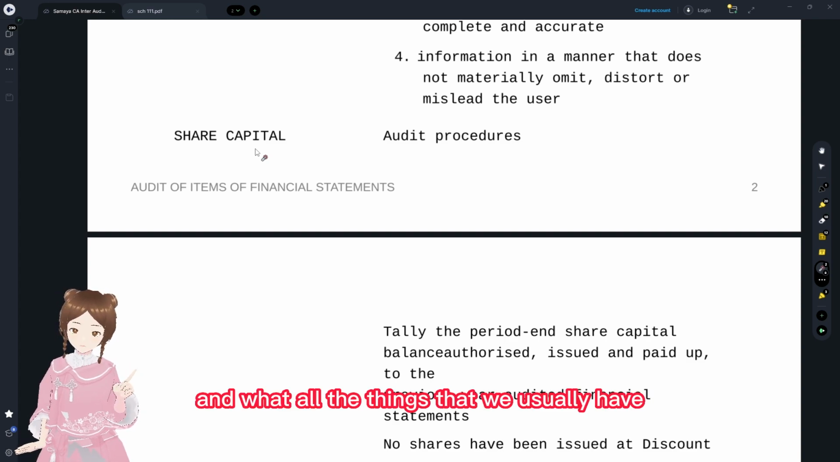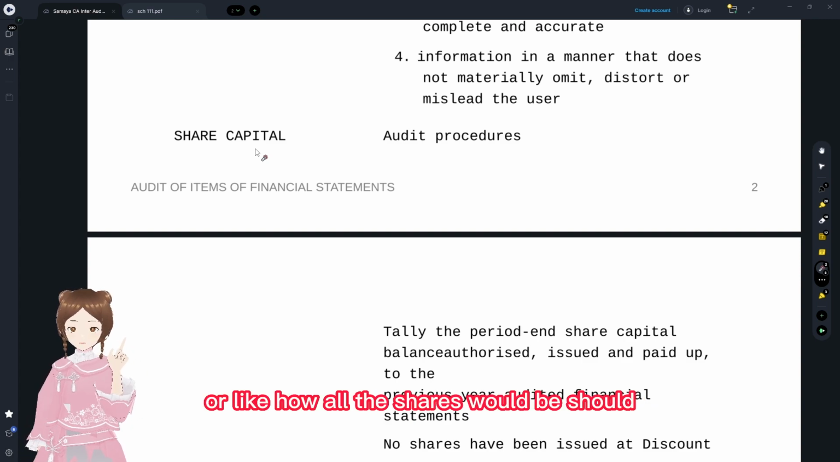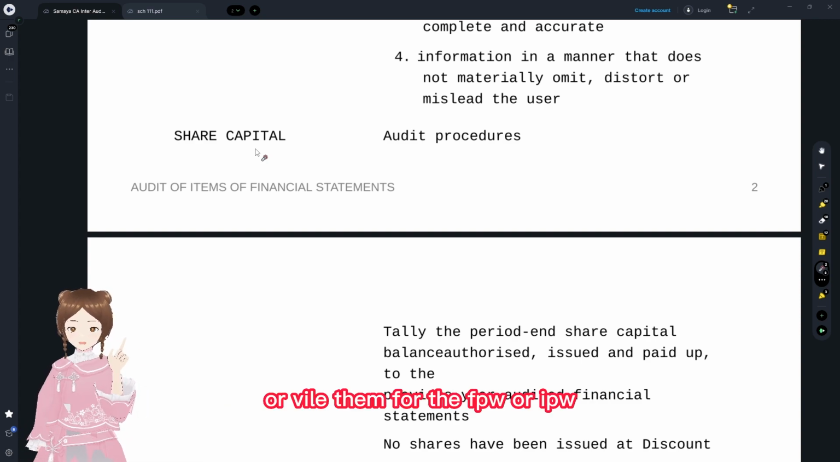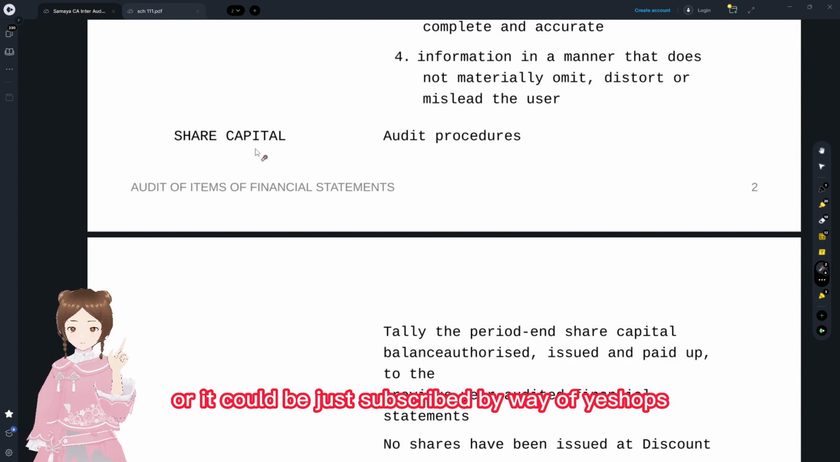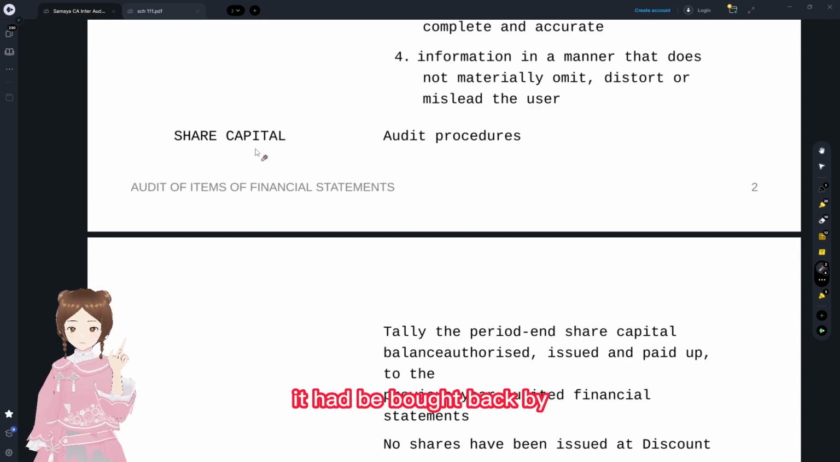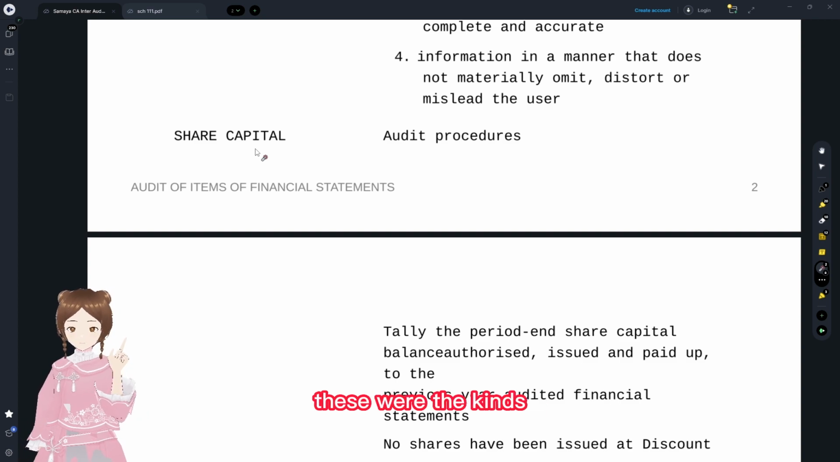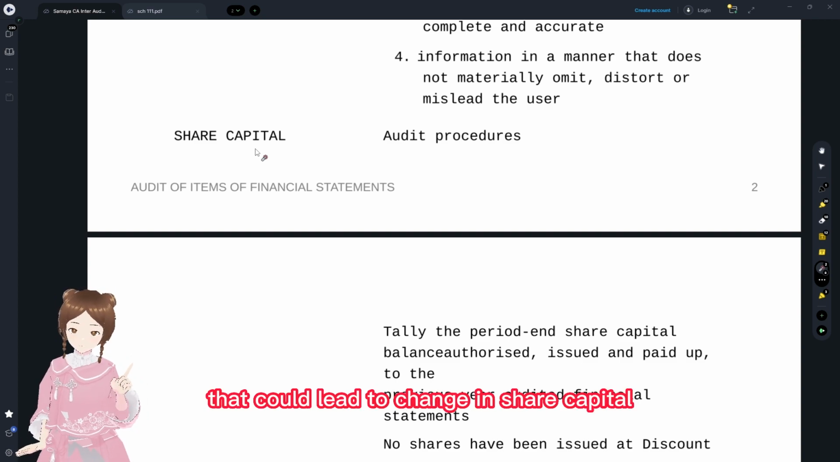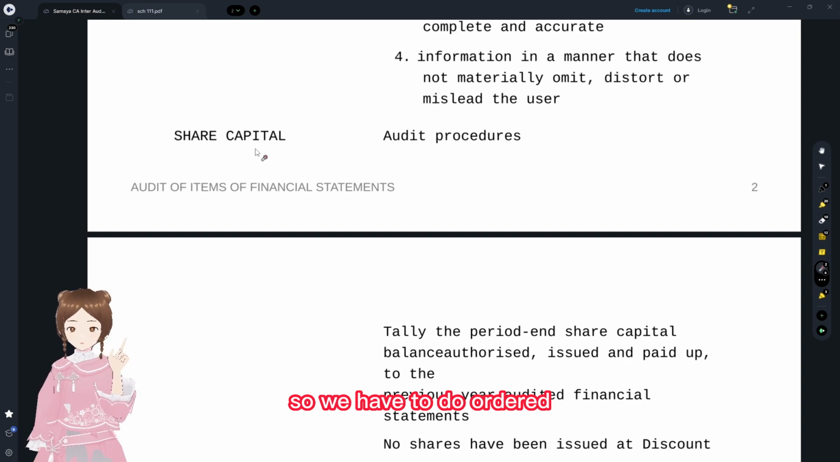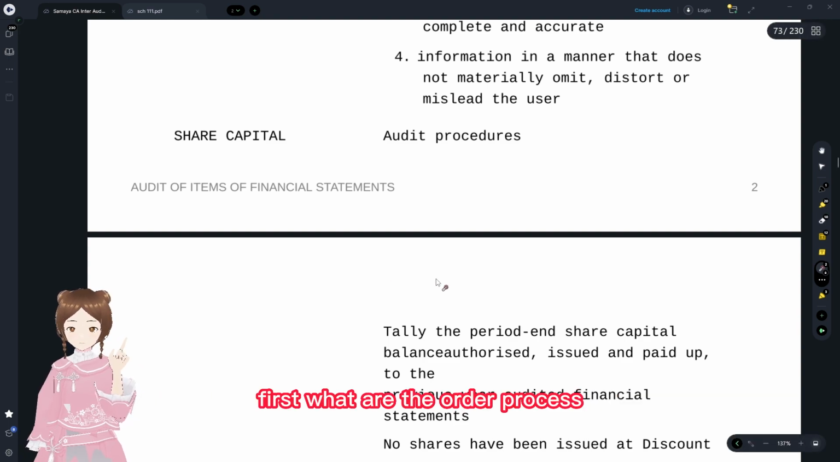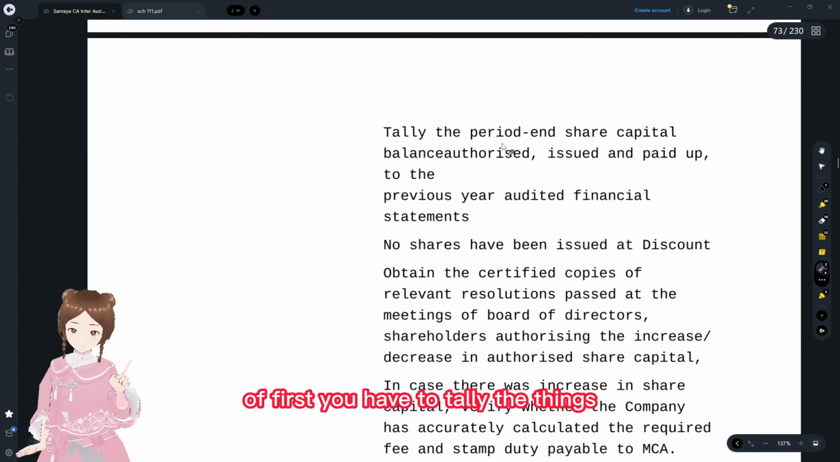And how would the shares be issued? First of all, shares could be issued through an FPO or IPO, or subscribed by way of ESOPs, or bought back by buyback of shares, etc. These are the kinds of events that could lead to a change in share capital. So we have to do audit with regards to all these changes of the share capital. Now we'll see first what the audit procedures are. First you have to tally the things.